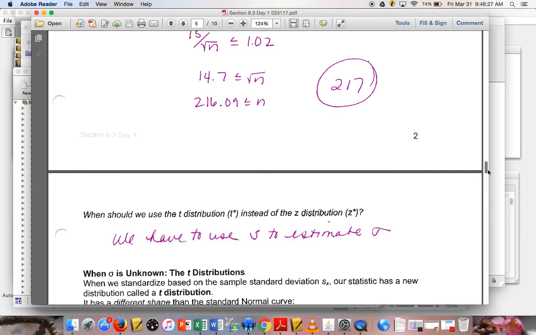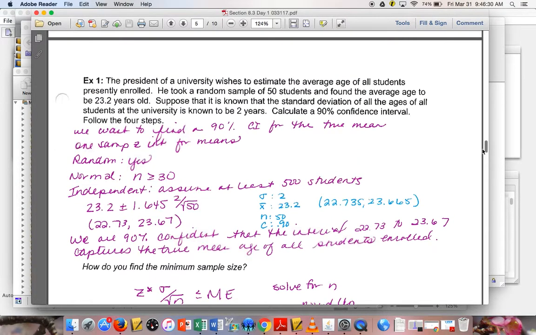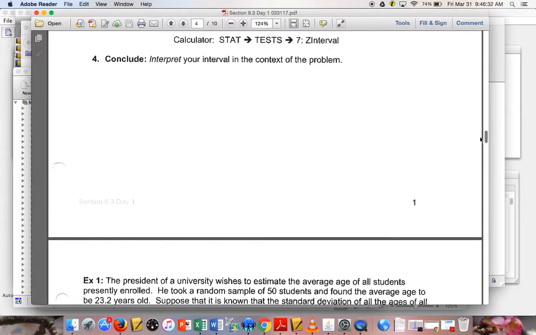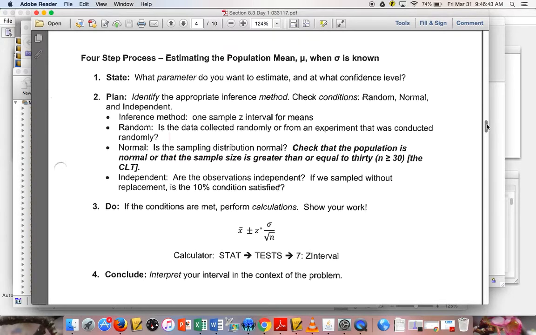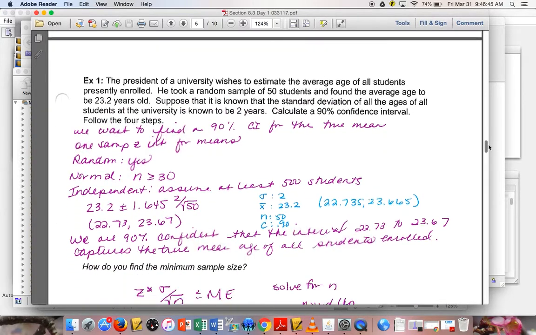All right, now this is all wonderful, lovely. The problem is it's not very realistic, because if you were trying to estimate the population mean, you probably don't know the population standard deviation. I mean, most likely you're not going to know either of those things.